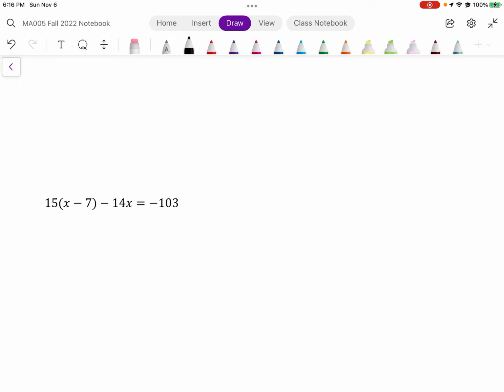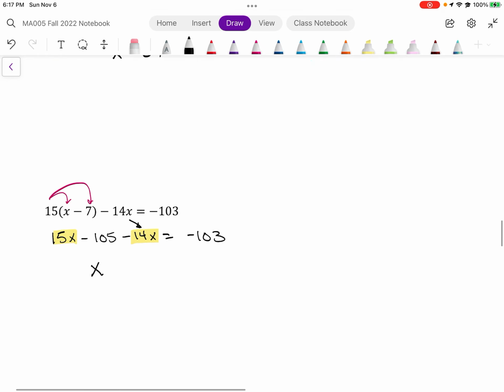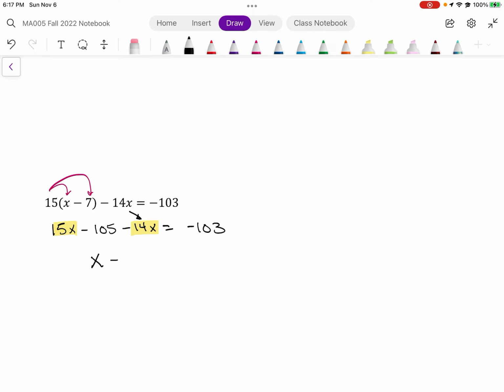All right, so when I see something that needs to be distributed, you're going to take the 15 times x and 15 times the minus 7, which we did in a previous video. So 15 times x is 15x, and 15 times negative 7 is minus 105. And then we've got the minus 14x we need to bring down right there, and that equals negative 103. So now I'm going to combine my like terms on this side, and I get 15x minus 14x is just x, just like we had up here. 5x minus 4x is just x. And we've got minus 105 equals negative 103.